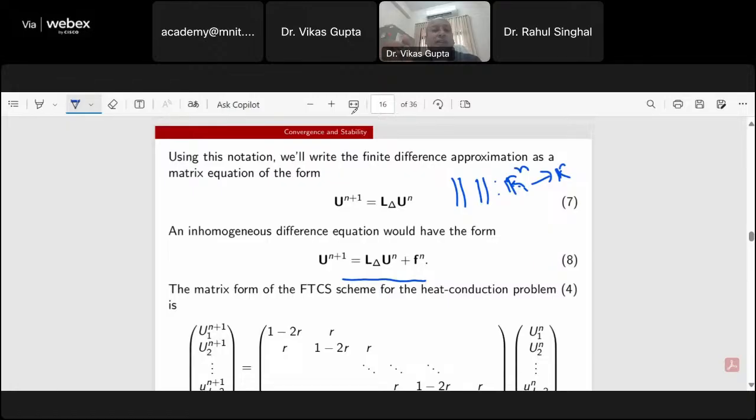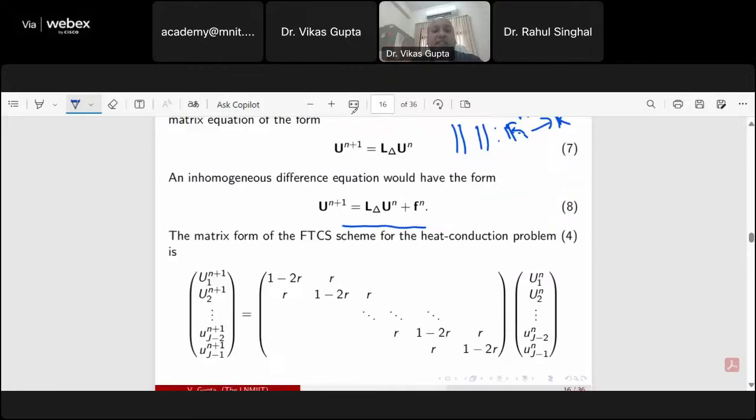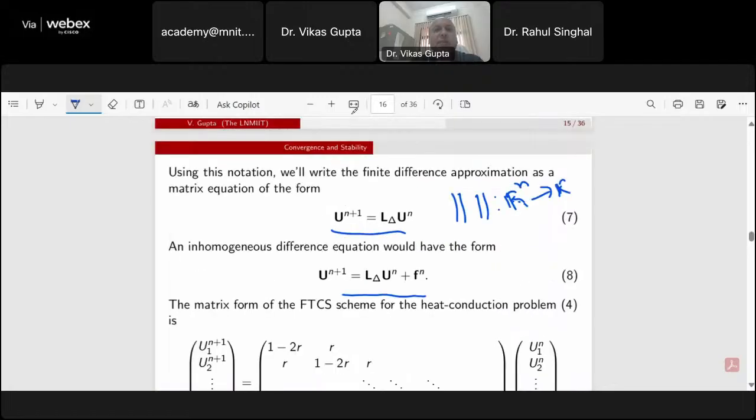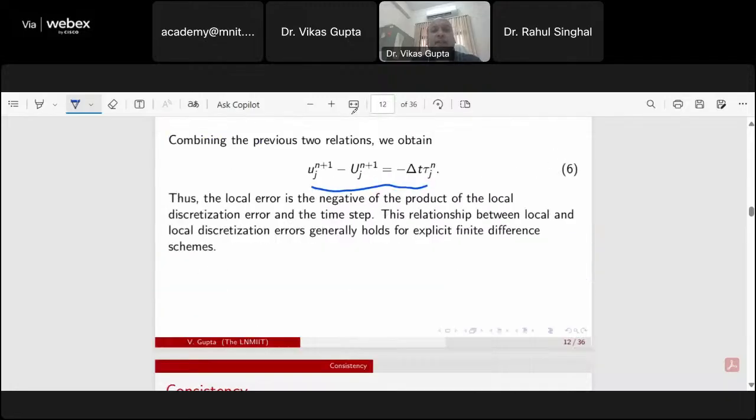So for our constructed FTCS scheme, the vector Un plus 1 will be this, and the matrix L delta will take that form. This is again a triangular matrix. And for the sake of simplicity we are considering that our boundary conditions are homogeneous, so our FTCS scheme will take that form. Am I right? Because look at our scheme.